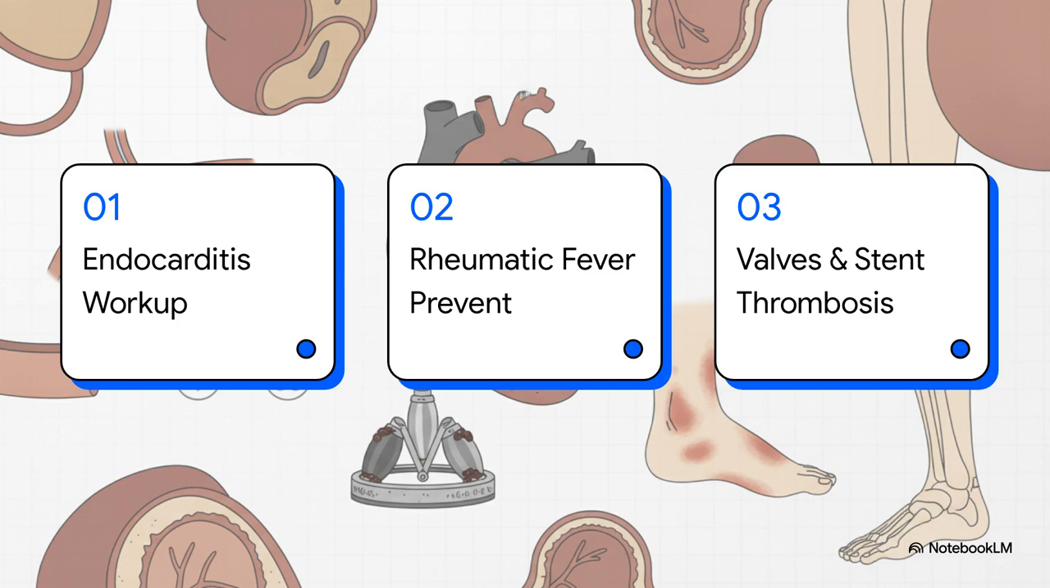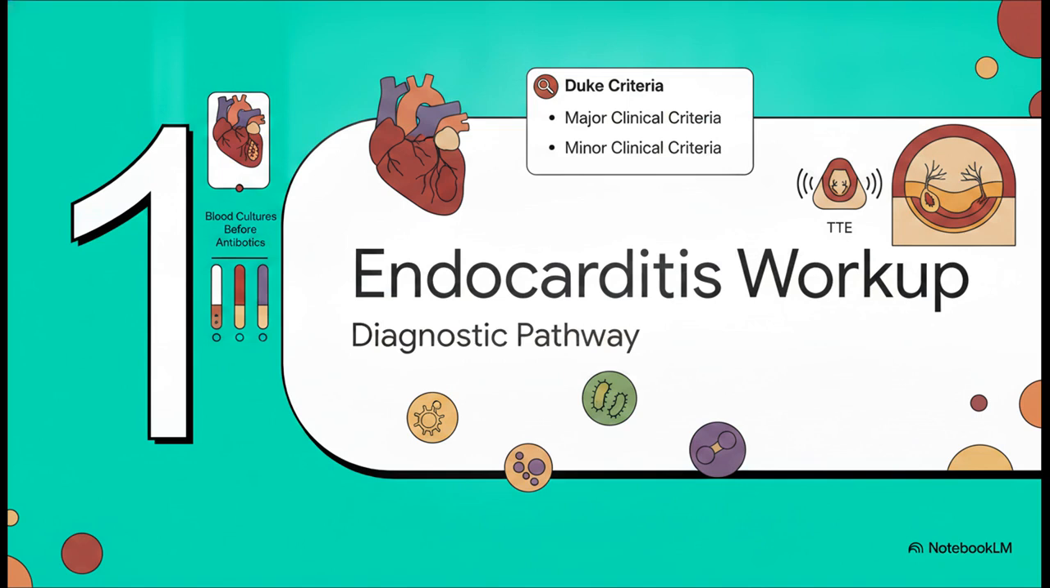First, the infective endocarditis workup. Second, rheumatic fever prevention. And third, prosthetic valves and stent thrombosis. Starting with Section 1, the infective endocarditis workup.